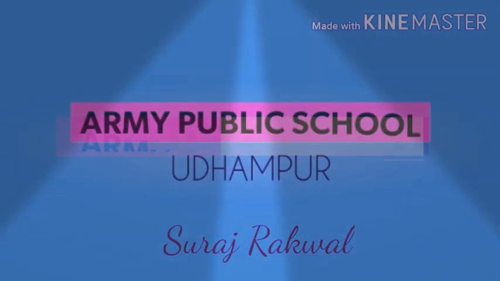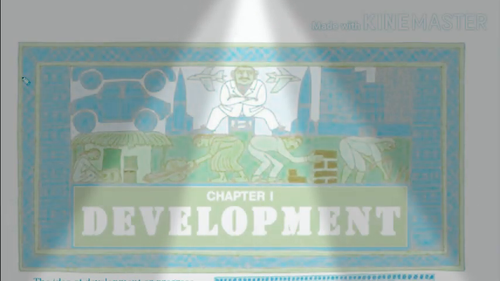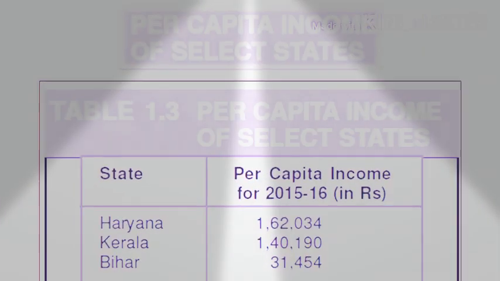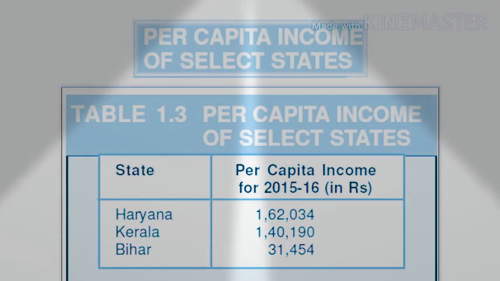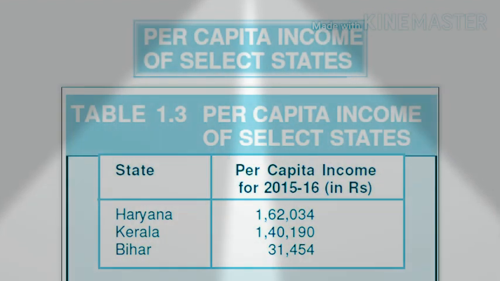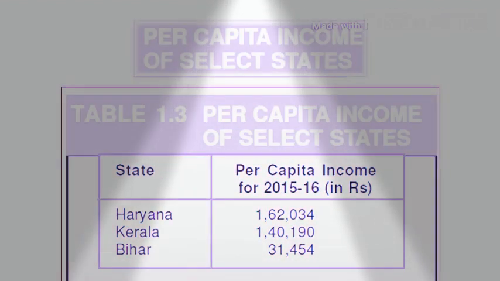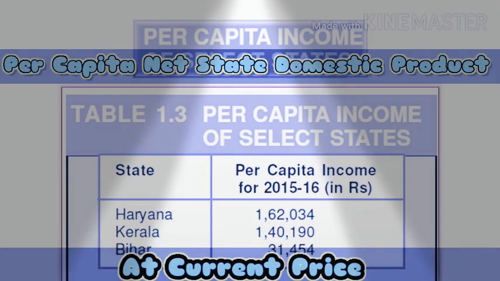Hello and welcome, children. I am Surya Rakwal, continuing the topic development for class 10th. We will examine this through an example. The table given here shows the per capita income of three states of India, that is Haryana, Kerala and Bihar. Actually, these are the figures of per capita net state domestic product at current price for 2015-16.